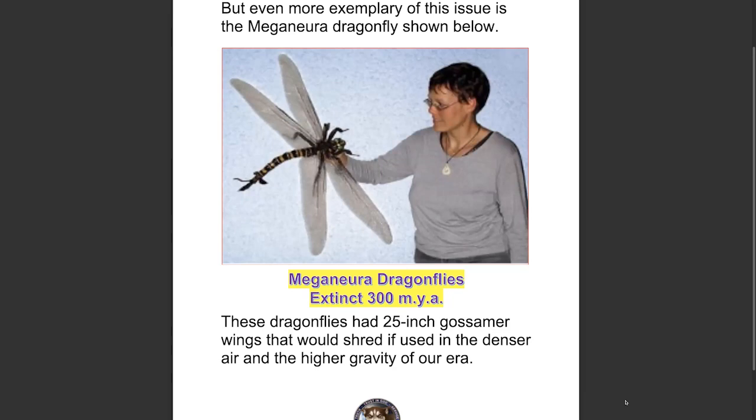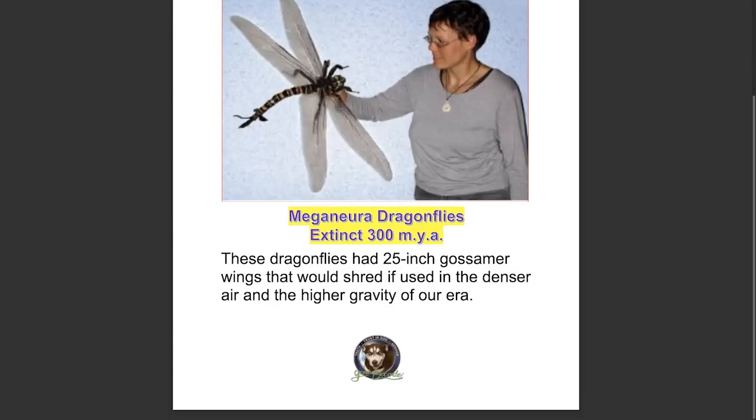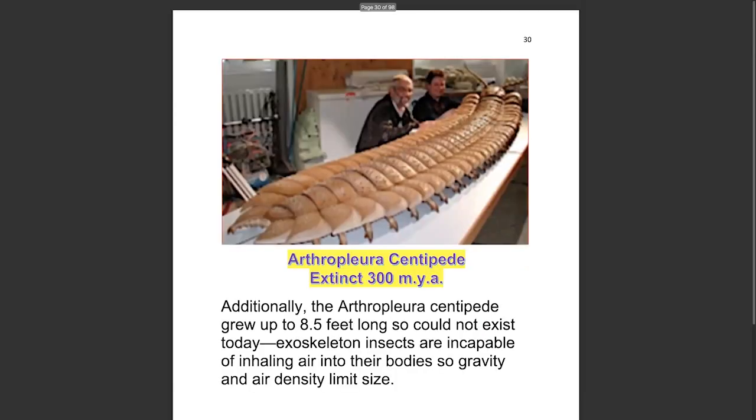Obviously, the air that thing flew in had a much lower density. Look at the size of the wings. There's a huge problem here. That's one big centipede, the Arthropleura, 8.5 feet long. They can't exist today. The exoskeleton insects, where the skeleton like that is on the outside, are incapable of inhaling air into their body. What they rely on is air to flow down air tubes. The air is too dense to get all the way down that thing. It would suffocate and die. It could never get that big.